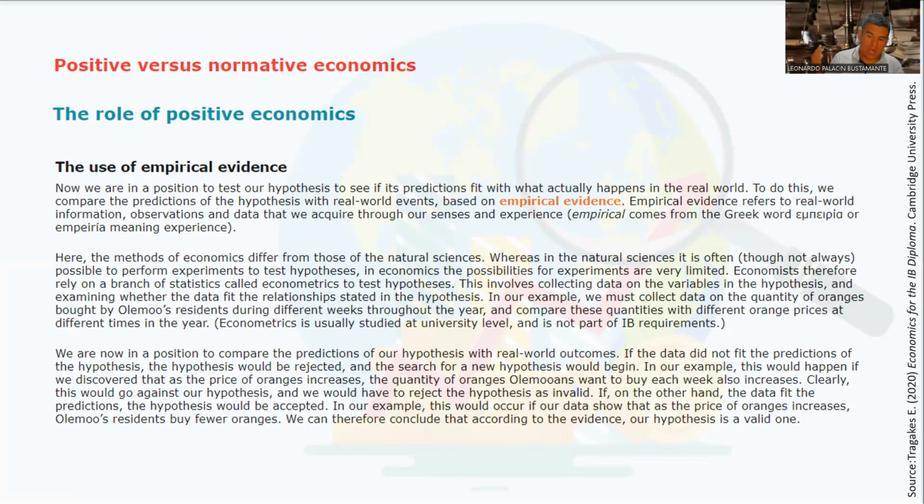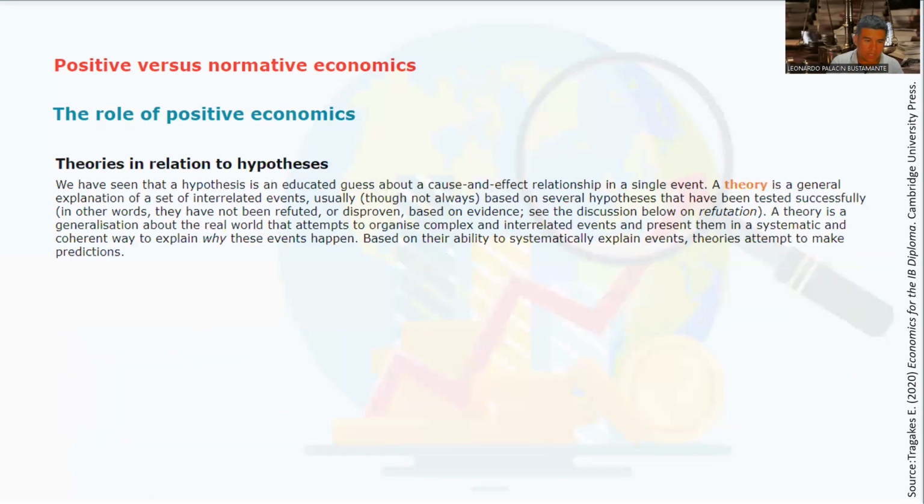If, on the other hand, the data fit the predictions, the hypothesis would be accepted. So in our example, this would occur if our data show that as the price of oranges increases, Olemu's residents buy fewer oranges. So we can therefore conclude that according to the evidence, our hypothesis is a valid one. Okay, so testing that is super important. Number 4, use of empirical evidence.